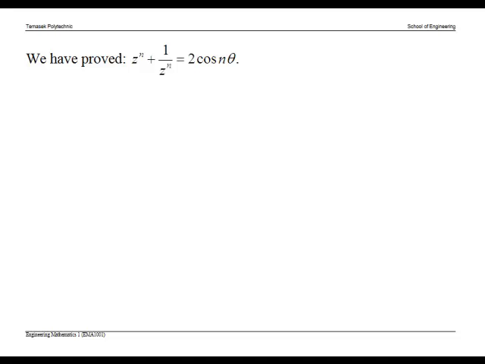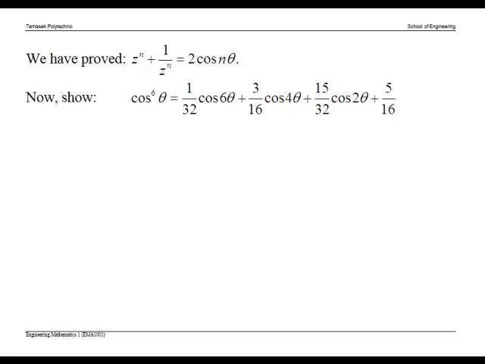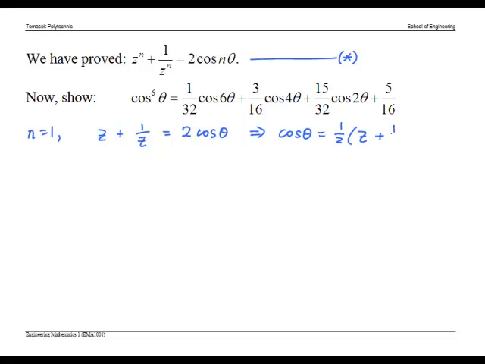We have proved this identity, and we shall use this identity to prove the second trigonometric identity. What is not obvious, observation shows that if we let n be 1, we get z plus 1 over z equals 2 cosine theta. Therefore, cosine theta is equal to half brackets z plus 1 over z.